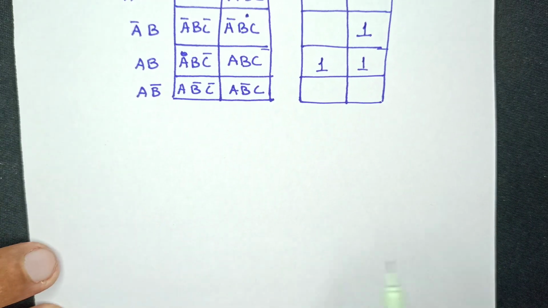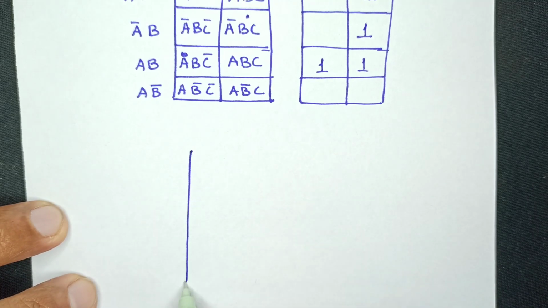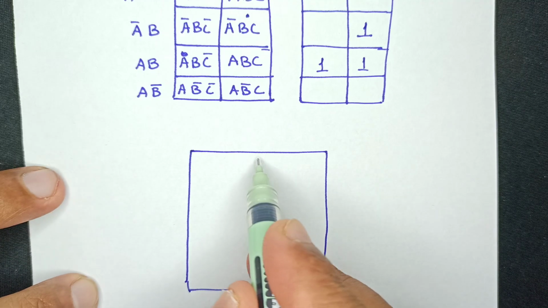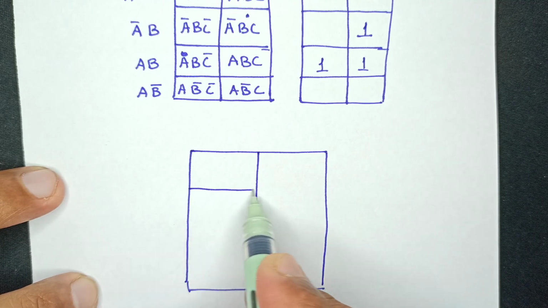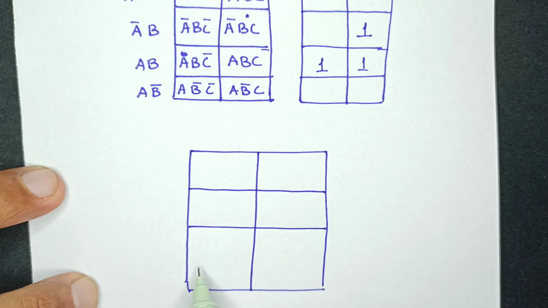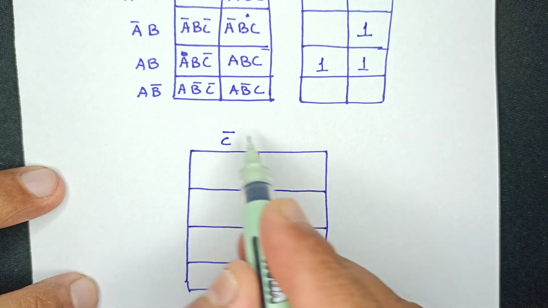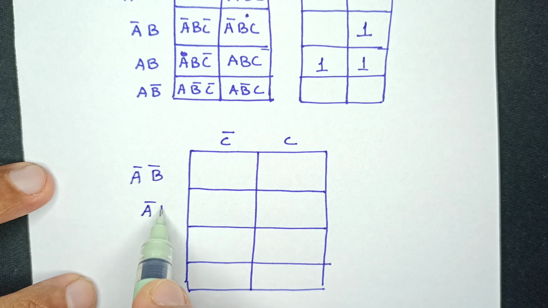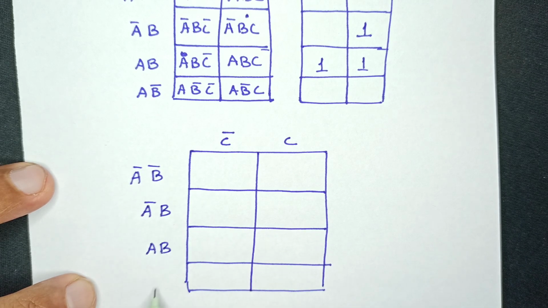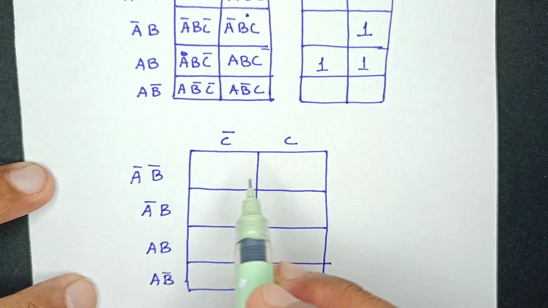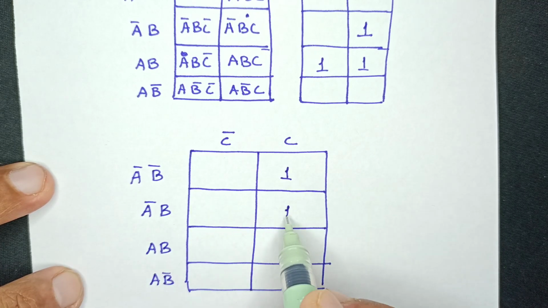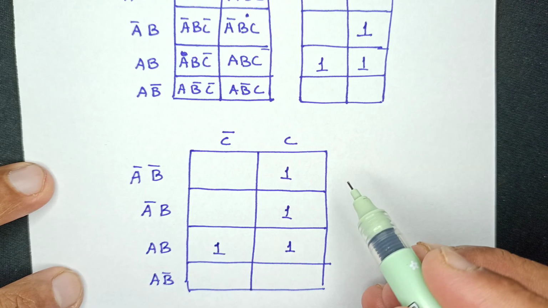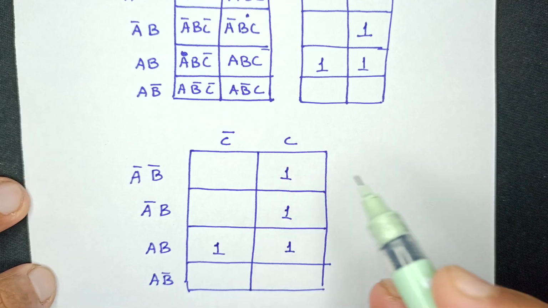So let us draw our final answer. So our final answer would look something like this. So first we draw a Karnaugh map with 8 cells, because this is a 3 input variable here. So now this is C bar, C, A bar B bar, then we have A bar B, then we have AB, and last one is A B bar. So this one would be 1, 1, 1 and 1. So technically what we have done is successfully mapped this on a Karnaugh map.